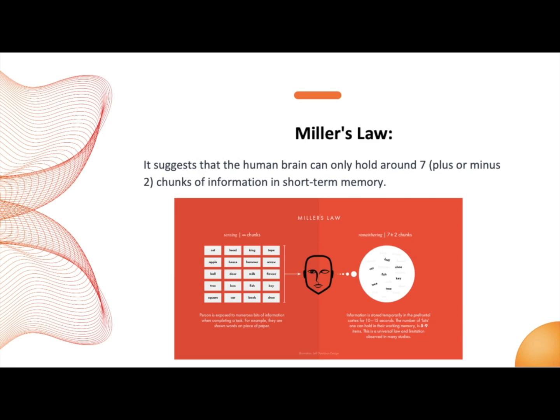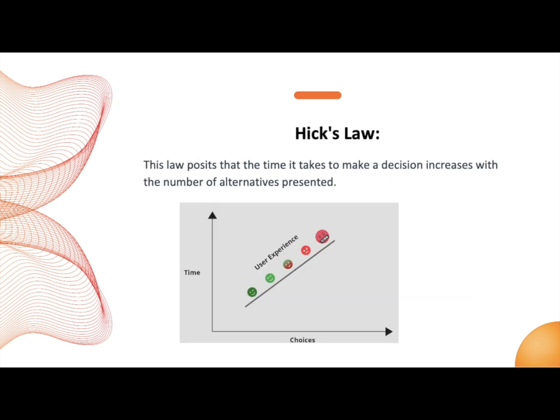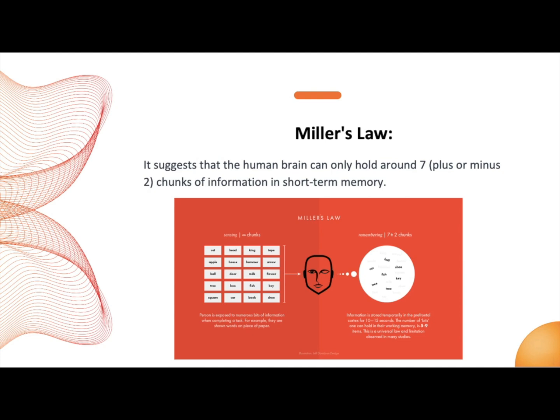Next is Miller's law. Miller's law is somewhat related to Hick's law. It suggests that a normal human brain can only hold around seven plus or minus two chunks of information in short-term memory. The same goes with the category drop-down menu. If you're giving him seven options, or let's say plus or minus two, so five, six, eight or nine options, the user can easily memorize that and make a decision. But if you are giving him less than that or more than that, it can be a problem for the user to effectively use that product.